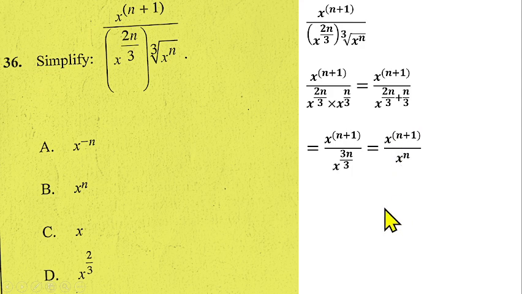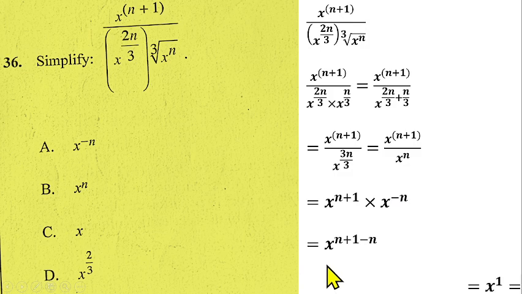We can write this as x raised to power n plus 1 multiplied by x raised to power minus n. You understand how we got this? So this will be 1 multiplied by 1 over x raised to power n. Then 1 over x raised to power n will give us x raised to power minus n. We can now apply the law of indices to this. That will give us x raised to power n plus 1 minus n, and that will give us x raised to power 1. That will give us x, which is option C.